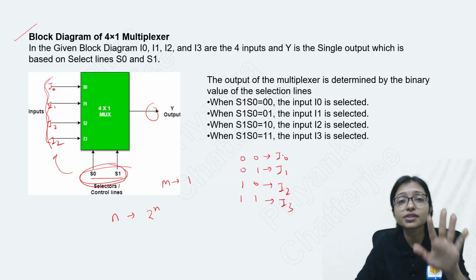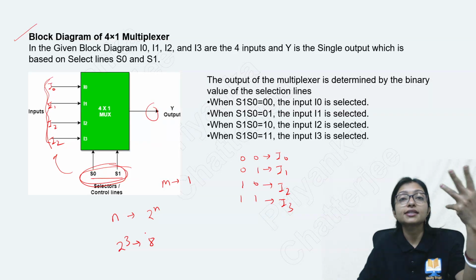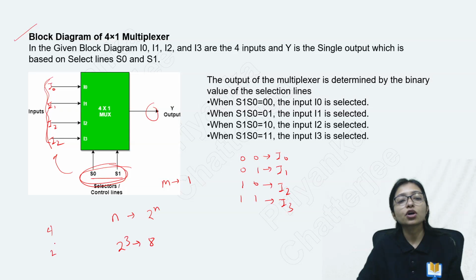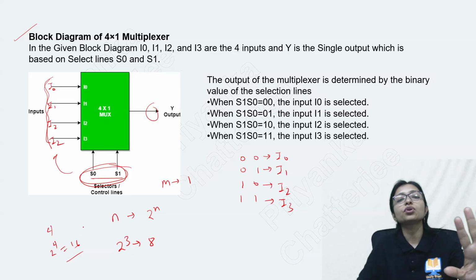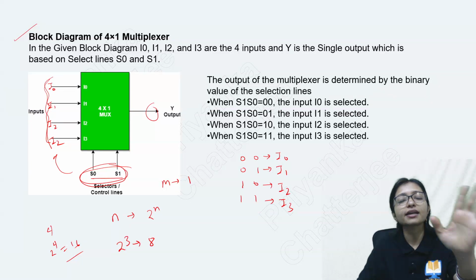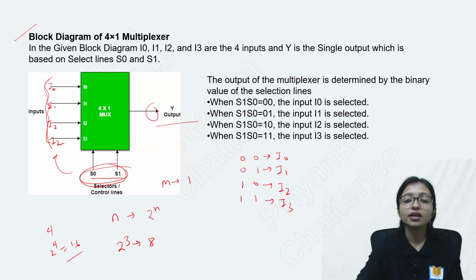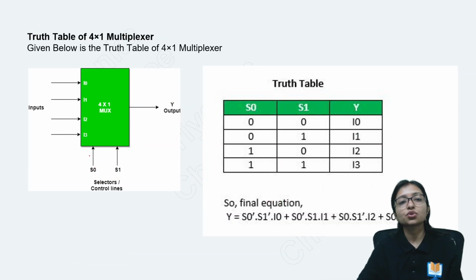If I have to use 8 inputs, how many select lines will be required? 3, because 2 to the power 3 is 8. If I need 16 inputs, then 4, because 2 to the power 4 is 16. So as per the required input lines, I have to use select lines. The select lines help you select the input line, and according to that the output will be there. Now you can see this is the truth table where I select one by one: I0, I1, I2 and I3.